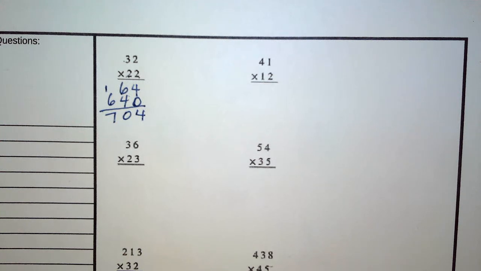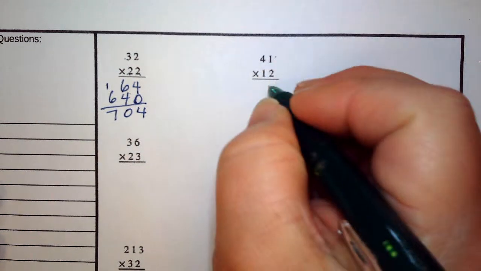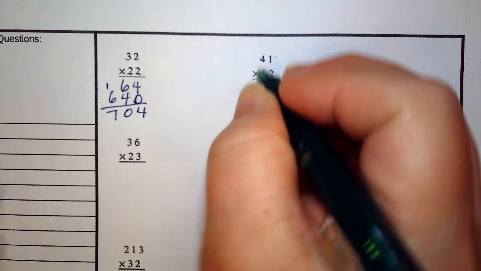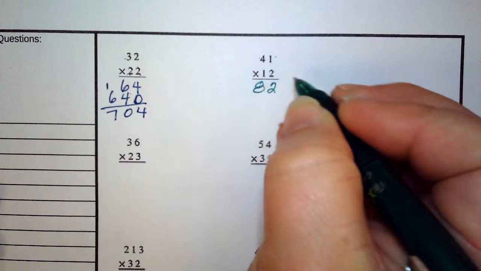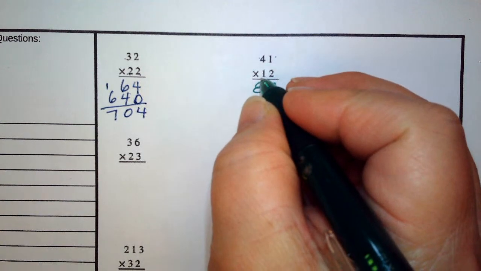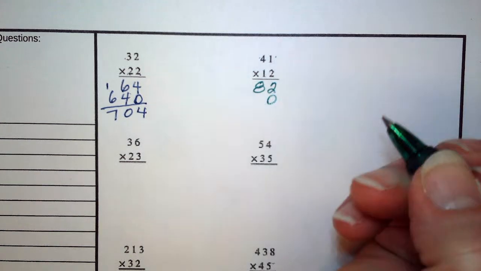Okay, for the next one, you multiply by that 2 digit. 2 times 1 is 2. 2 times 4 is 8. Now, before I can multiply by my tens, I've got to put that 0 down.